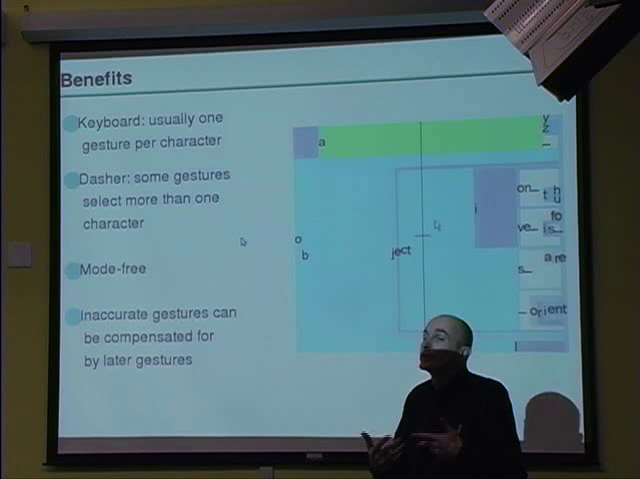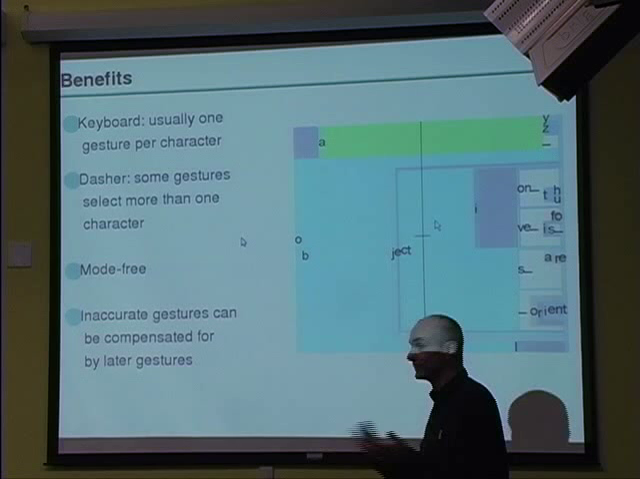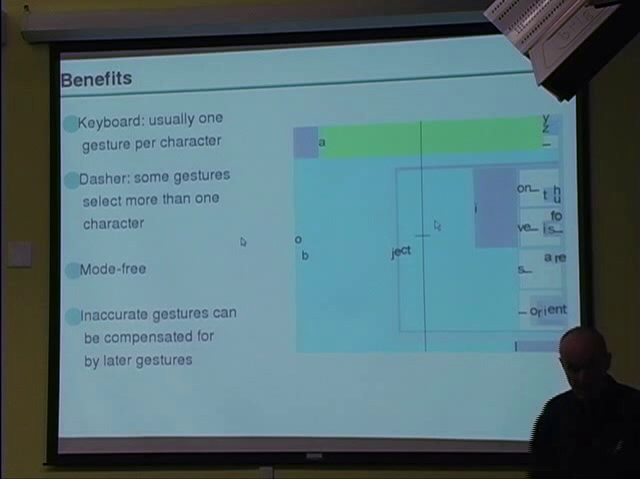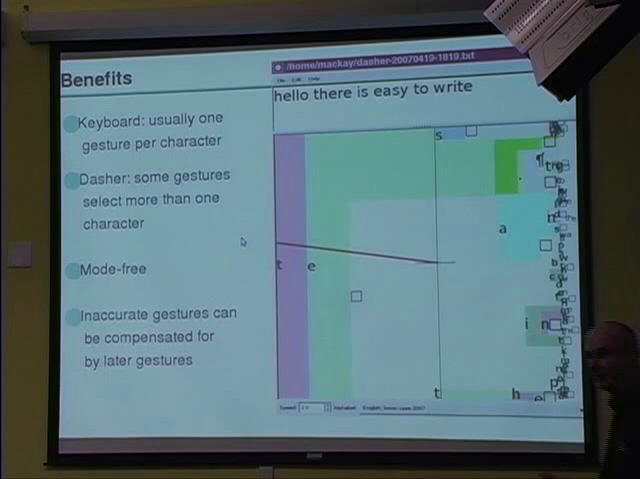It's still writing with Dasher. You don't have to make any change of mode. You'll just be going a bit slower. A final reason why Dasher is a neat idea is that inaccurate gestures can be compensated by later gestures.